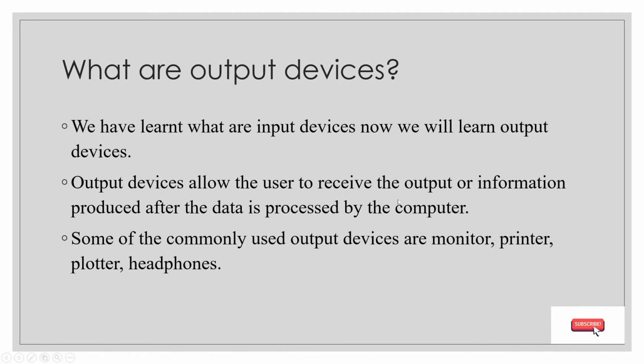What are output devices? We have learned what are input devices. Now we will learn output devices. Output devices allow the user to receive the output or information produced after the data is processed by the computer. Some of the commonly used output devices are monitor, printer, plotter and headphones.